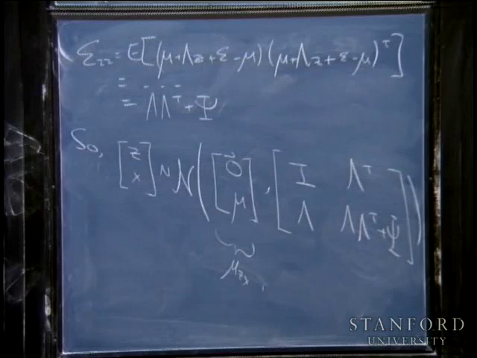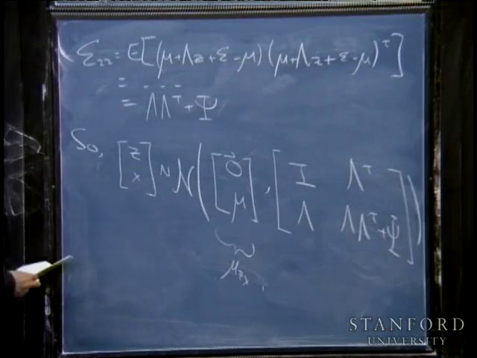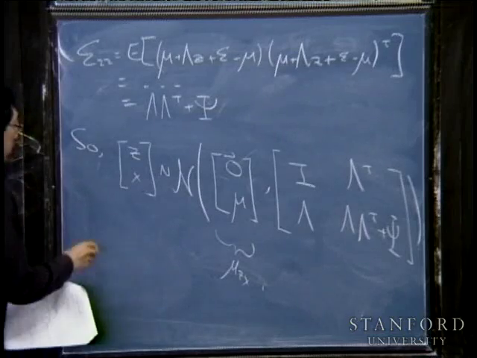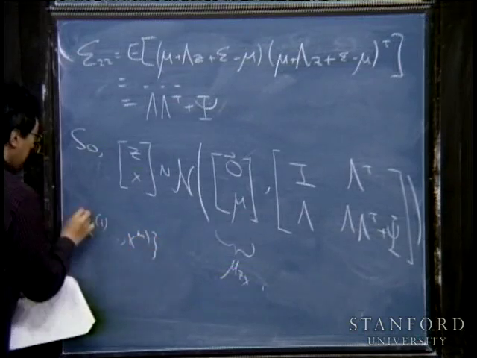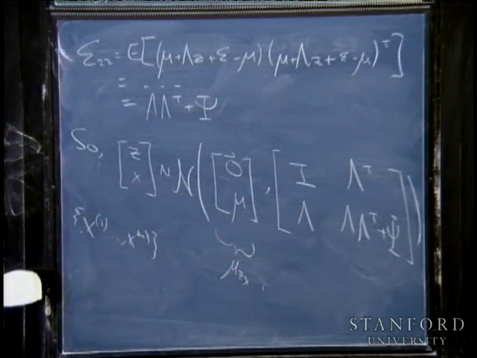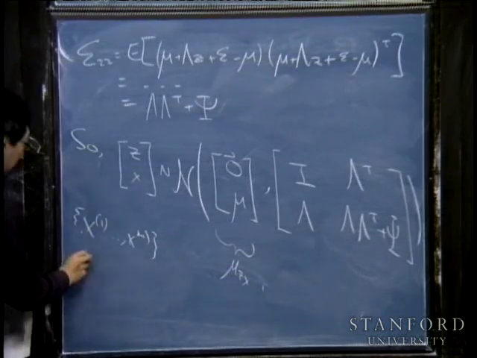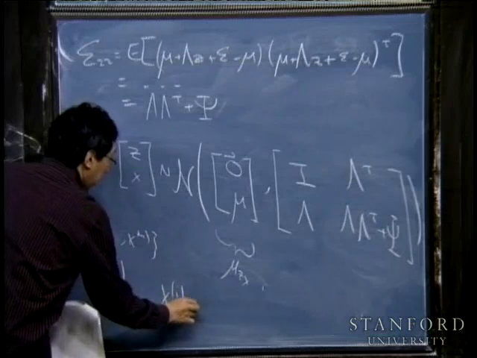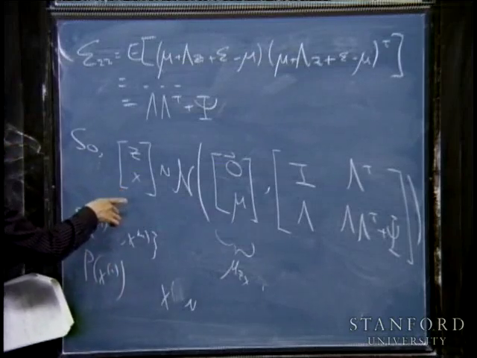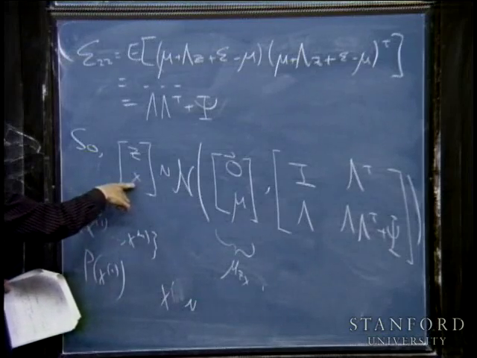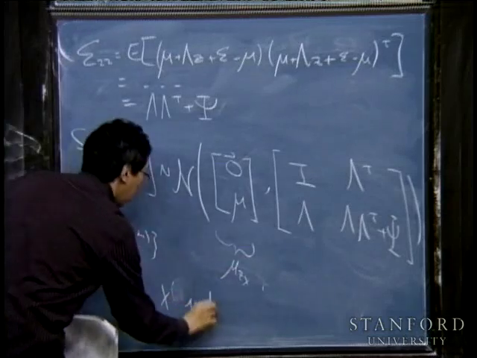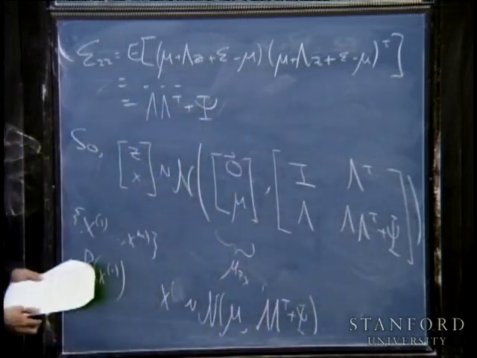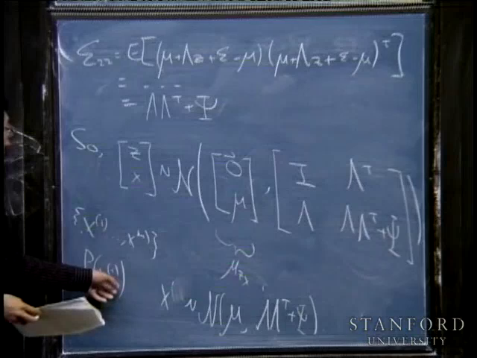So in principle, the parameters of our model are mu, lambda, and psi. In order to find the parameters of this model, we're given a training set of m examples, and we'd like to do maximum likelihood estimation of the parameters. In principle, one thing you could do is write down what p of x i is. You can marginalize this Gaussian, and the distribution of x, which is the lower half of this partitioned vector, is going to have mean mu and covariance given by lambda lambda transpose plus psi. So that's the distribution that we're using to model p of x.